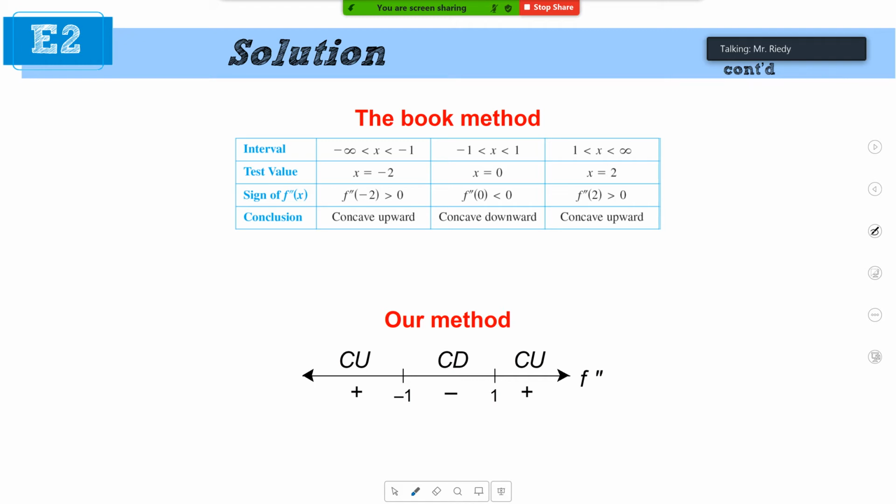The function is concave up from negative infinity to negative 1, and from 1 to infinity, and it's concave down from negative 1 to 1. The other thing that becomes a common mistake is, remember, we're talking about the concavity of the original function. We're using the second derivative to talk about the concavity, but the concavity applies to the original function.